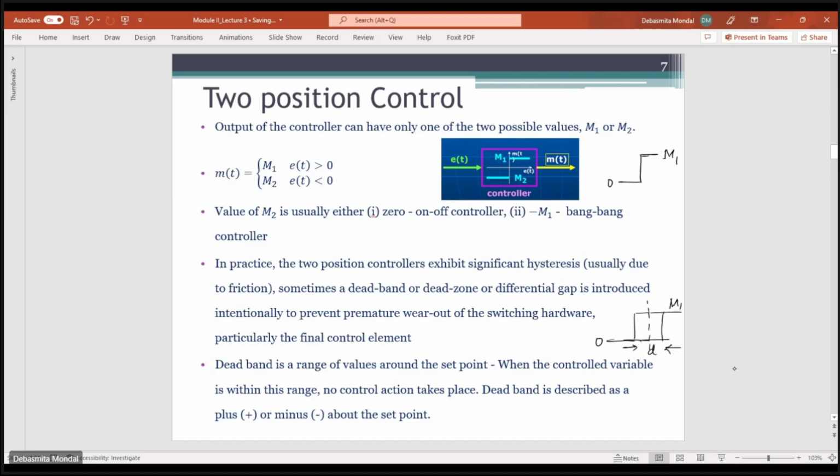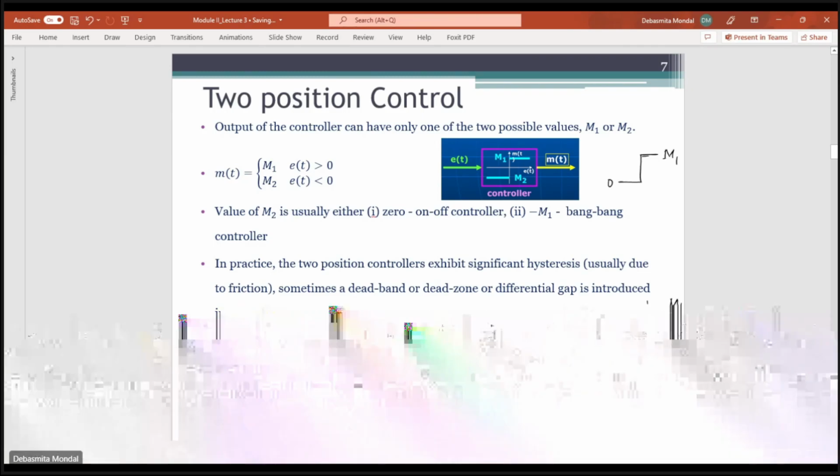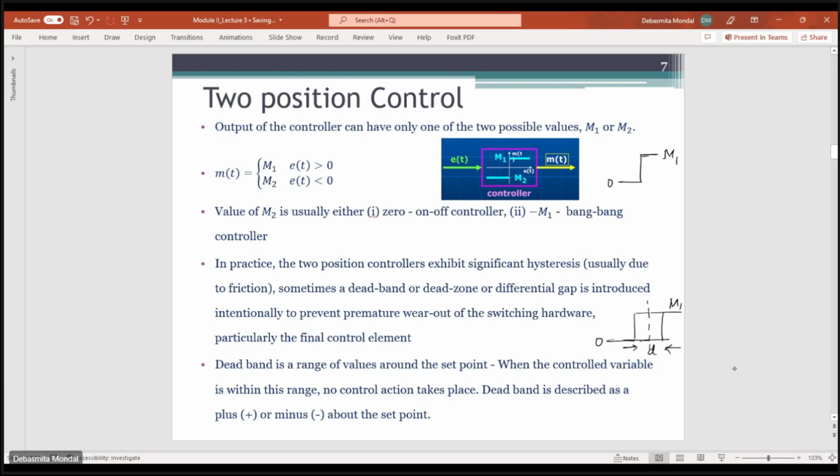But here, since you have a hysteresis or a dead band or a differential gap introduced, if the value of error is lying between these two values, the controller will not generate a new output, or it will retain its previous state. The dead band is basically described as plus minus to the set point. So the dead band can be plus minus 1%, and so on and so forth.